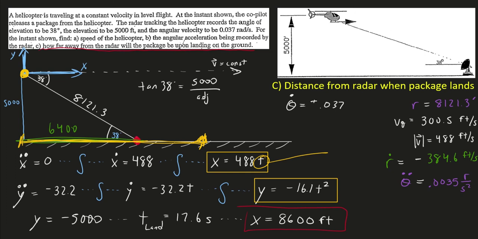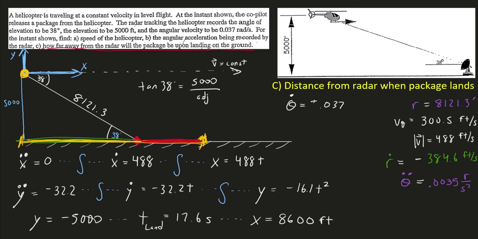And if I just subtract these two lines, my 8,600 minus my 6,400, I'll get this distance here that I want. So my distance will equal 8,600 minus 6,400, and we'll get 2,200 feet. And that is our final question answered right there.